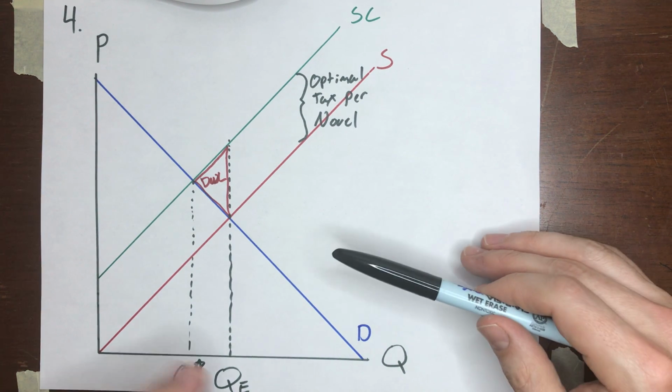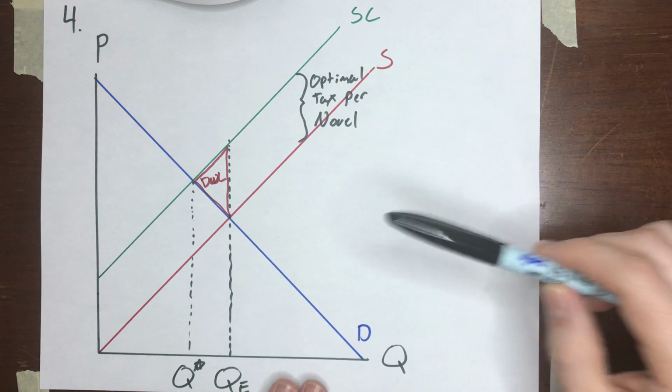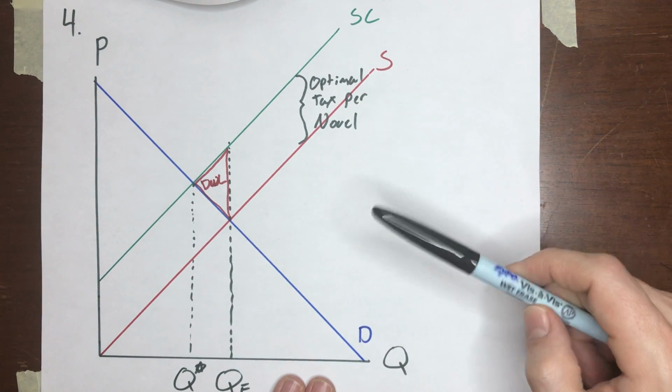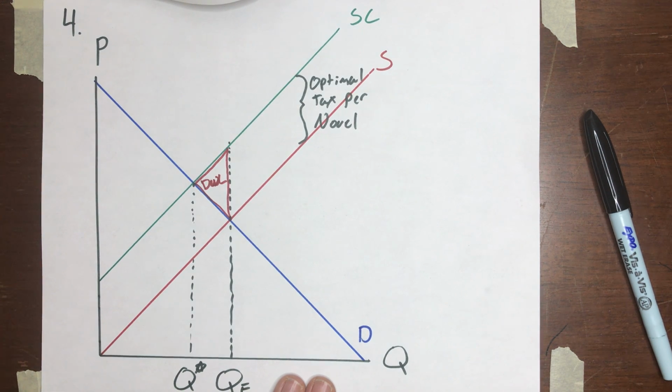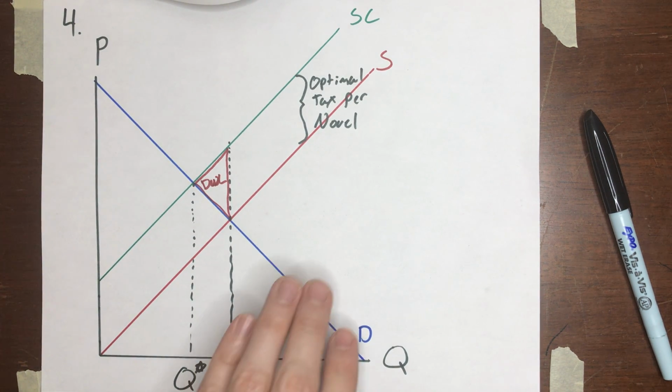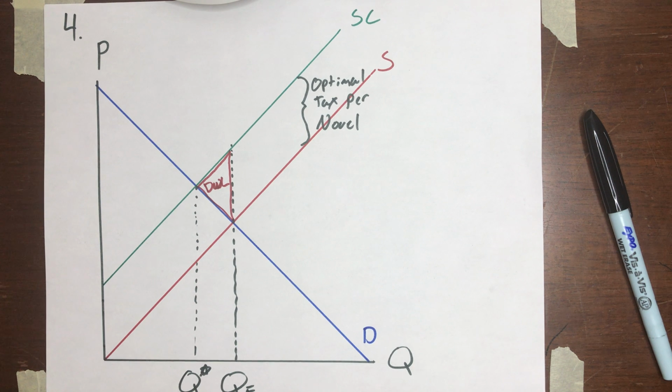Okay, so no, it's not necessary to spend the money that you raise on the problem that you're raising the money from. So that is the answer to problem 4, and that is it for the chapter 10 homework problems.